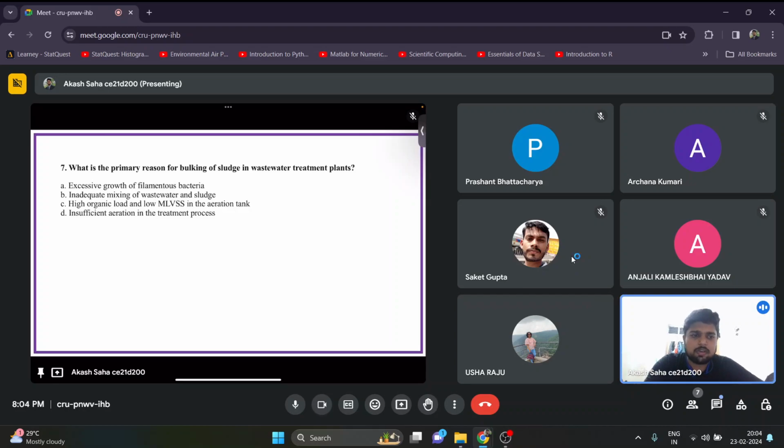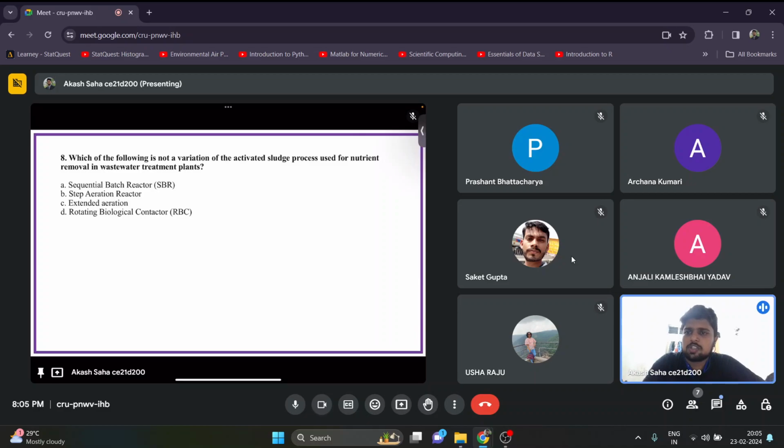Excessive growth of filamentous bacteria can be a reason, and also there can be high organic load and low MLVSS. So again, my F by M ratio will increase. Due to that, sludge bulking can happen. Whereas inadequate mixing is not the primary reason, and insufficient aeration is also not related to it. So both A and C are the correct options. I hope the questions are very easy this time. I hope others are also following. I'm not discussing in much detail. These are very simple questions.